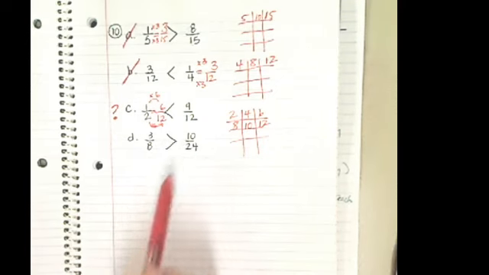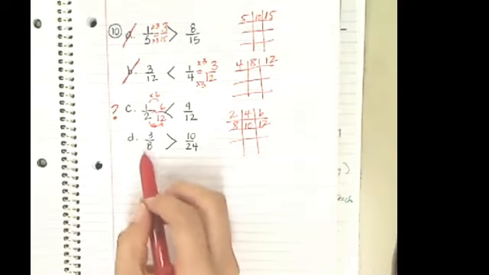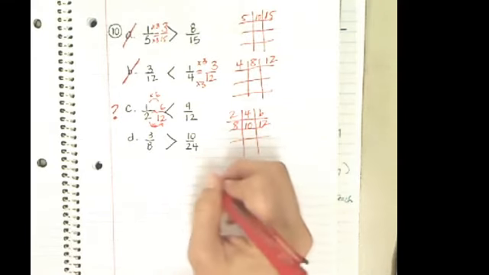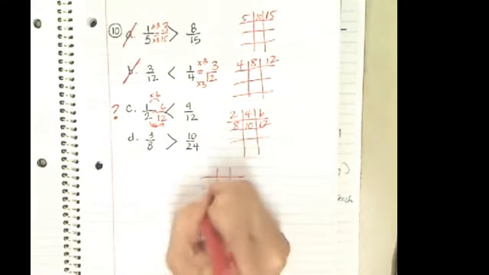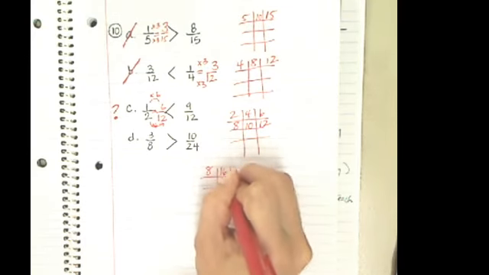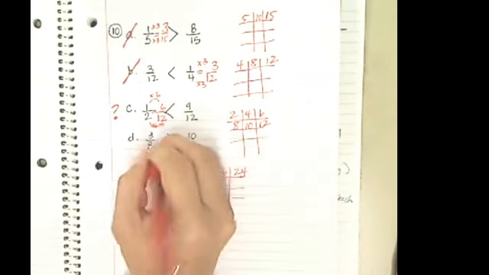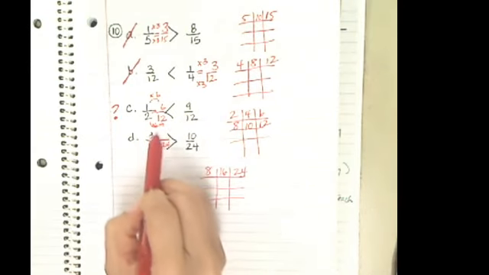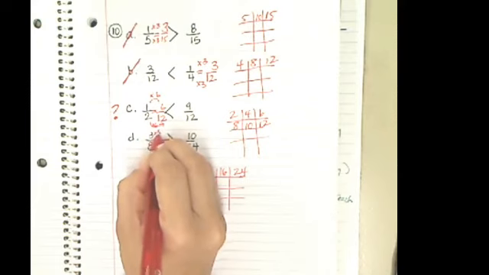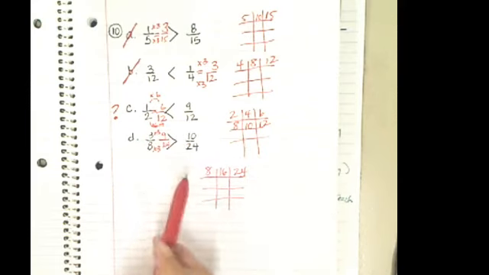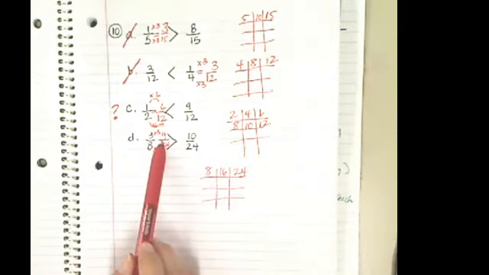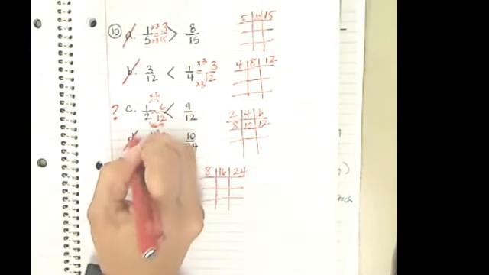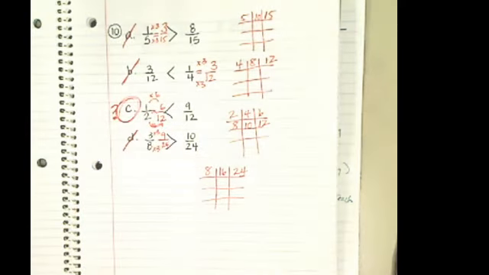3/8, 10/24. I know the 8 can become 24. 8, 16, 24. Oh, times 3. 8 times 3 is 24. So I need to do the same thing at the top. 3 times 3 is 9. Is 9/24 more than 10/24? No. So our answer is C.